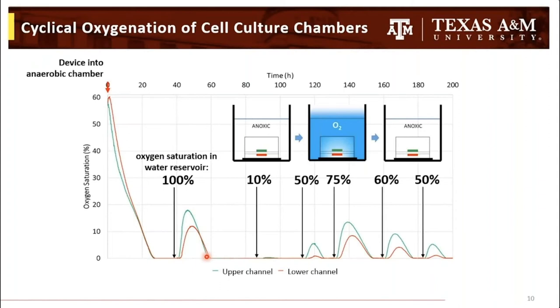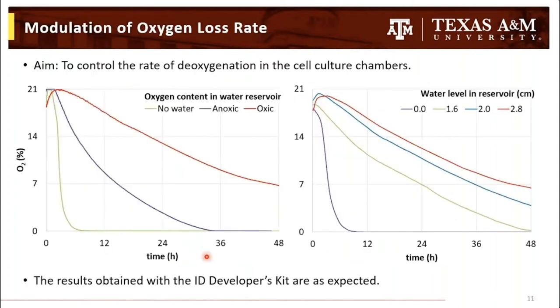The next strategy that we tried to test was modulation of oxygen loss rate. And so this is important in case some pathologies want to be studied, which differ in the rate at which tissue loses oxygen. It's very different to study the response of cells to a sharp loss in oxygen, for example during a stroke, compared to a chronic slow depletion of oxygen that is characteristic of tumor development. And so for that reason, we wanted to see if we could modulate the oxygen loss rate in our chip.